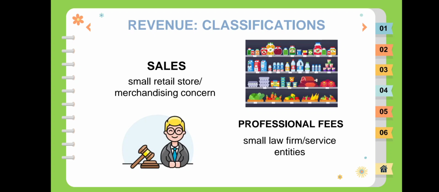So, for small law firm or service entities, yung tawag naman sa kanilang revenue is professional fee or fees. So, pag professional, yung nagbigay ng service like yung law firm nga, mga professional, yung mga lawyers. So, yung tawag sa income nila is professional fee. But again, pag service yung product ng business, yung tawag sa revenue niya ay fee.